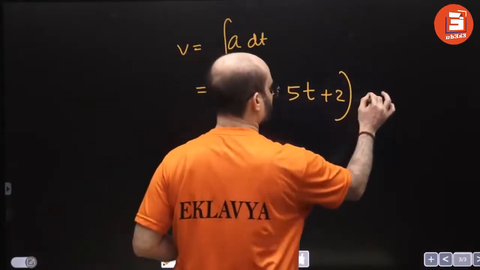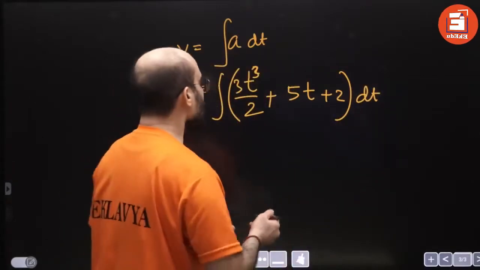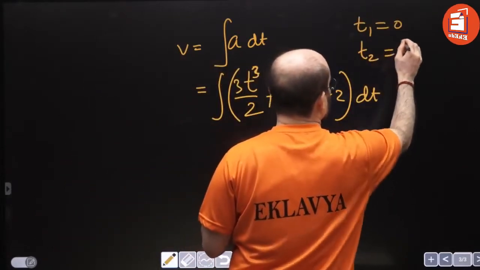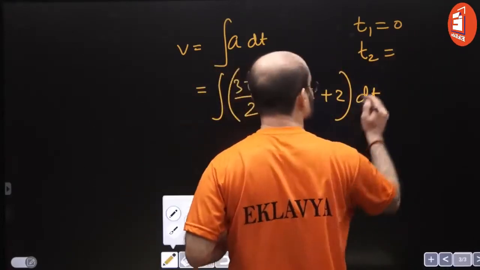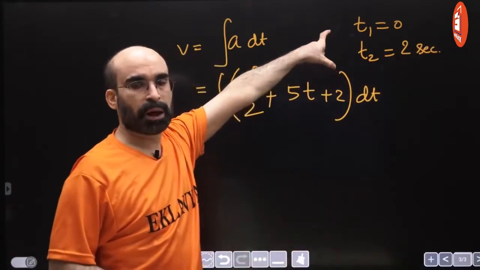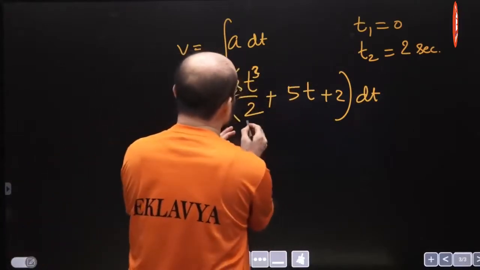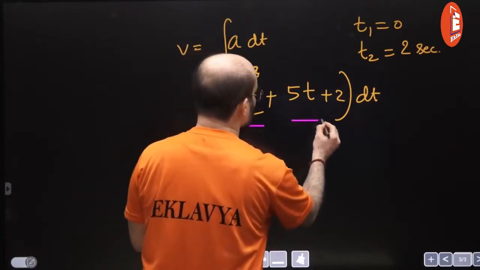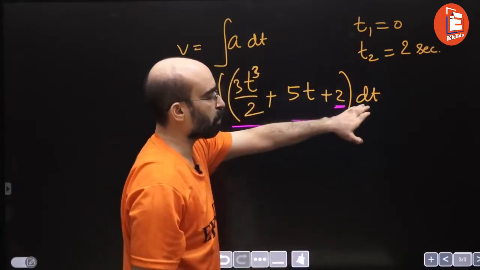So very simple idea. Quickly, what you need to do is, here the limits are t1 equals 0 and t2 equals 2 seconds. That was the question. So these are the limits, and within this limit we have to find it out. First of all, there are 3 terms, and this is multiplied by dt.